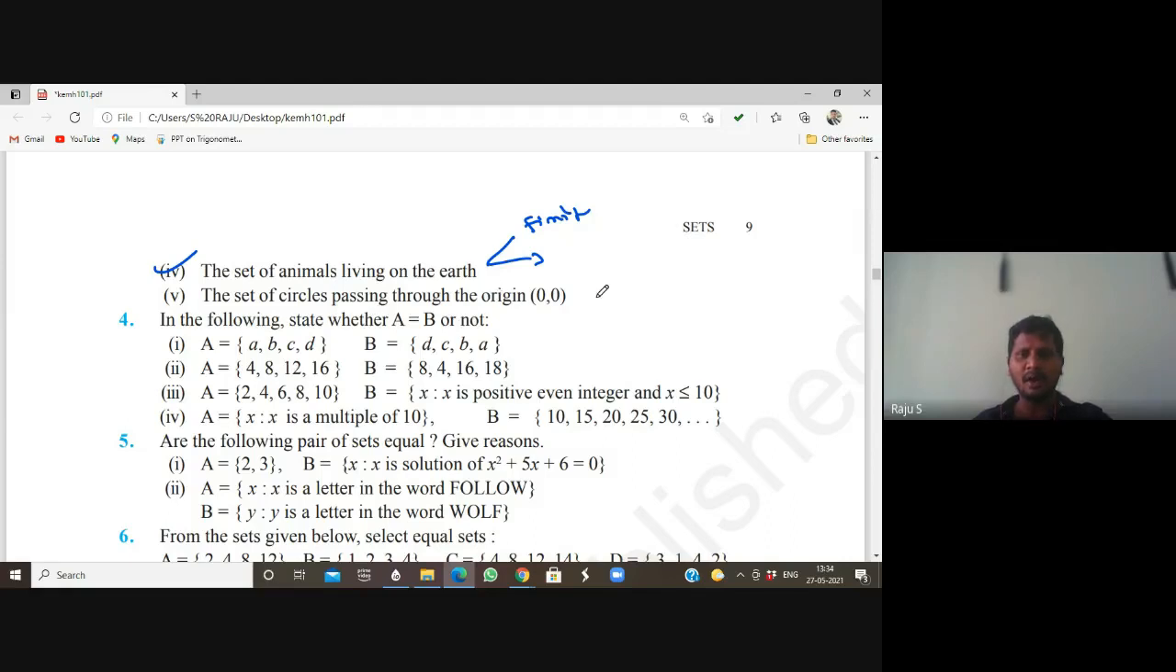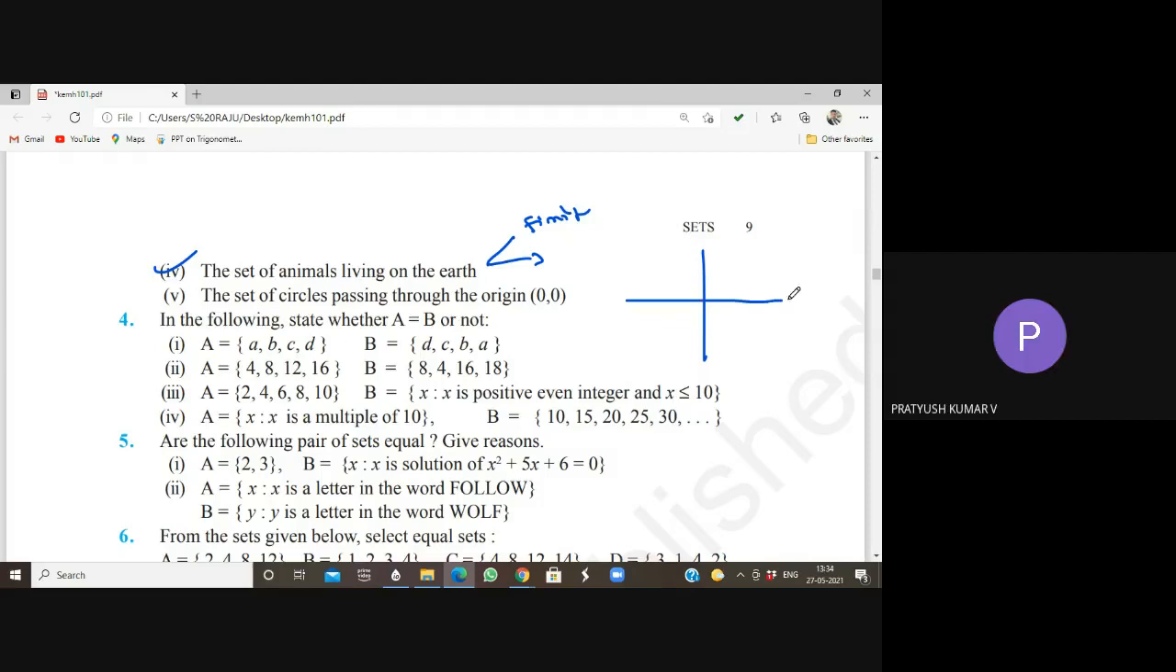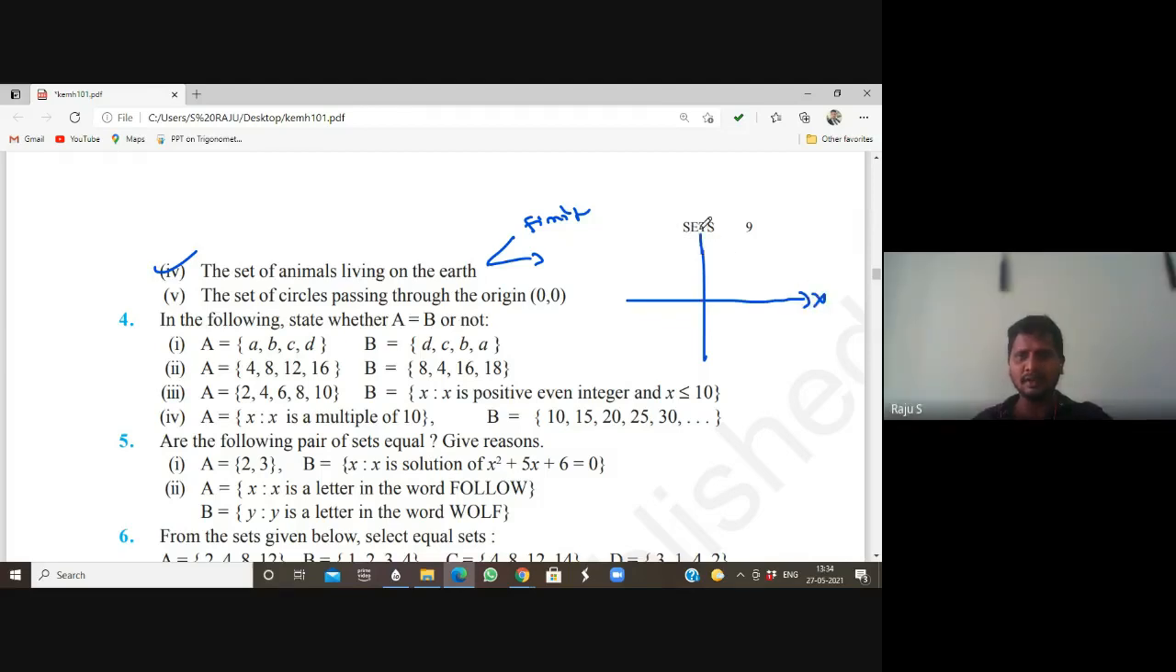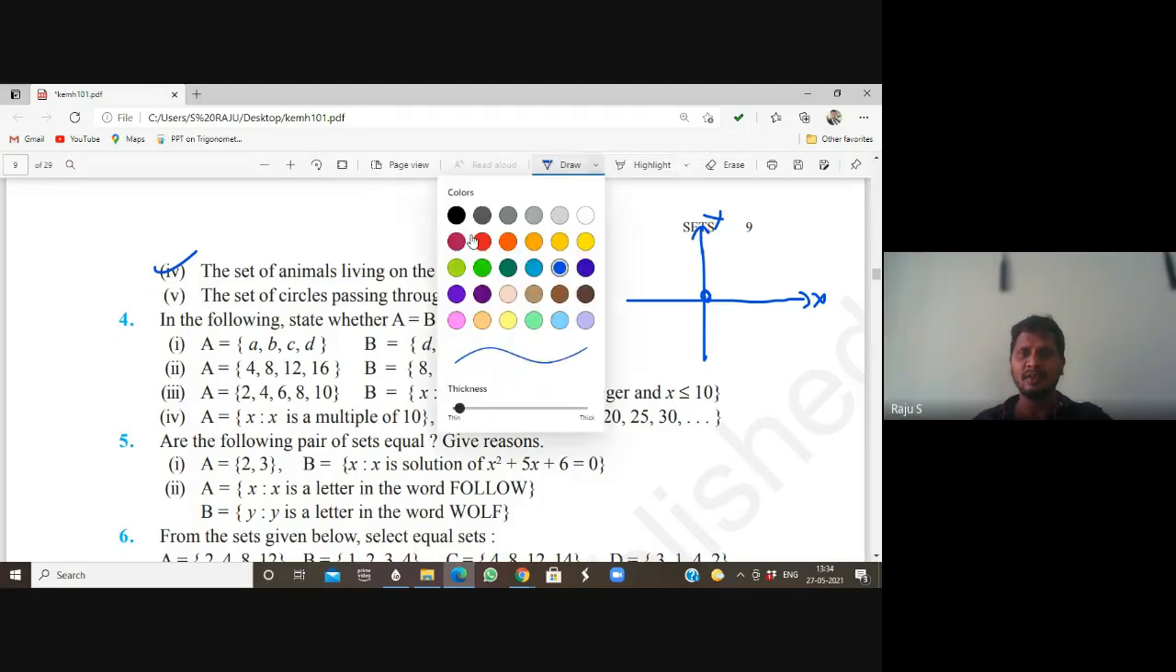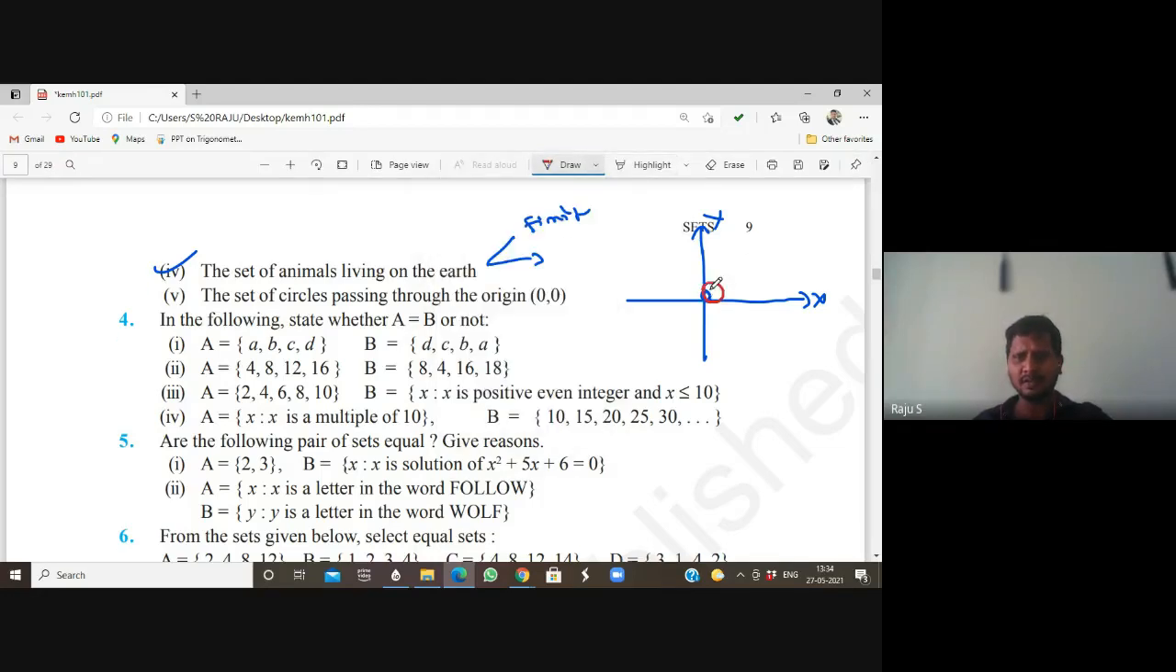The set of circles passing through the origin, finite or not? Infinite. How can you say it is infinite? Yes, 100%. See here, we can draw infinitely many circles. This is a circle passing through the origin, this is a circle, this is a circle. Like that, infinite circles we can draw. Okay, infinite. Any doubts in question number 3?